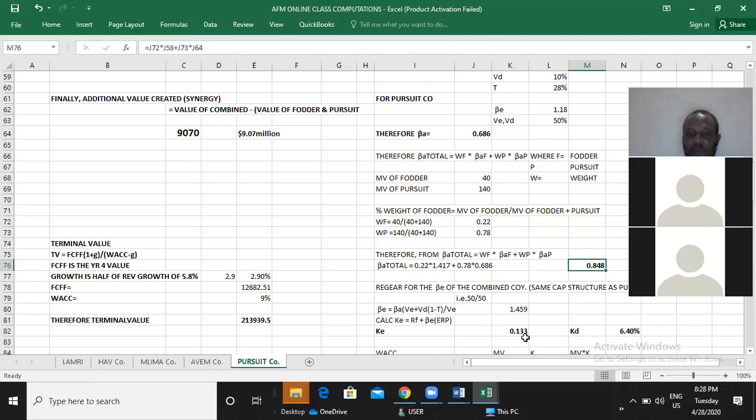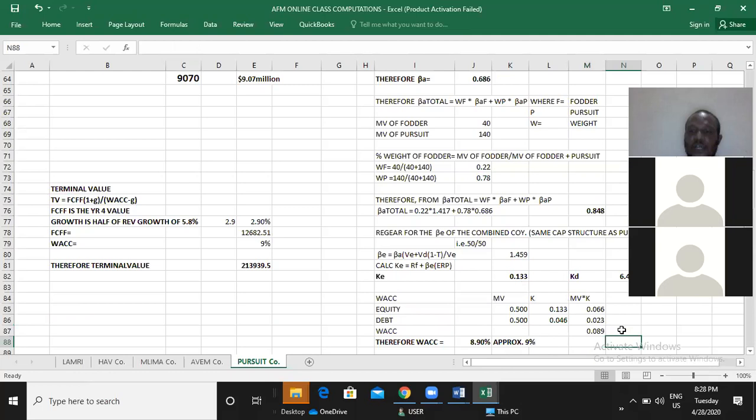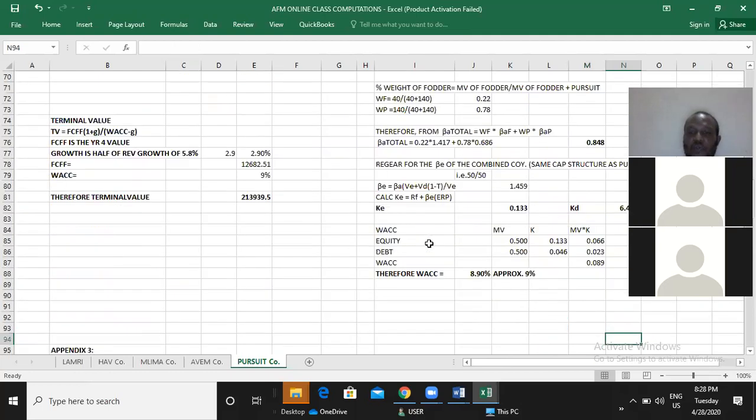13.3% or something. So 13.3% here, and our cost of debt was already given in the question as their borrowing cost, which was 6.4%. And once we have all that information, we went on to calculate the WACC for the combined company, and we got the WACC as 8.9, approximately 9%. And that 9% now, we can carry and go back to calculate the free cash flow to the firm to complete it.